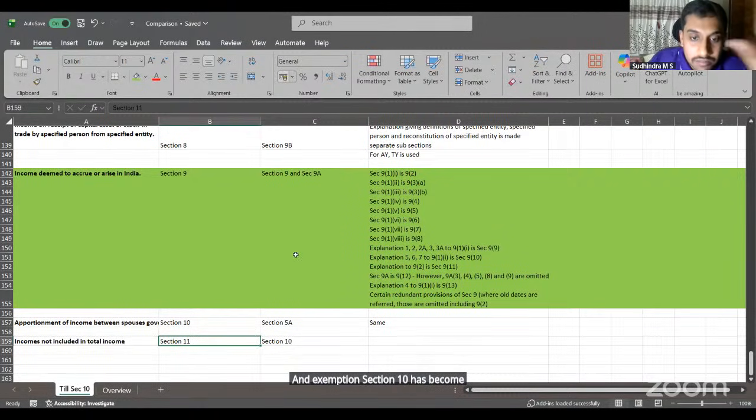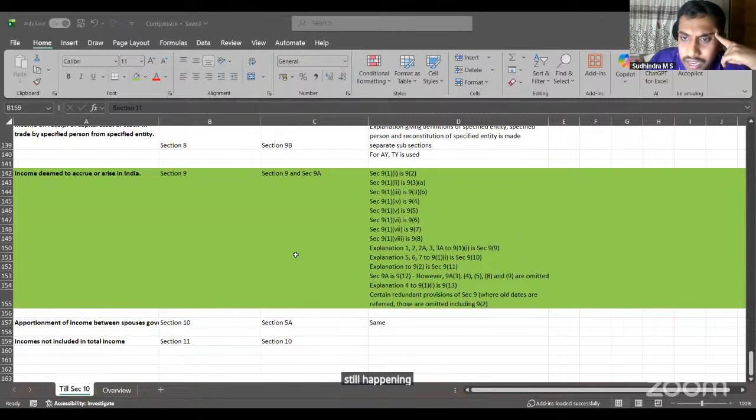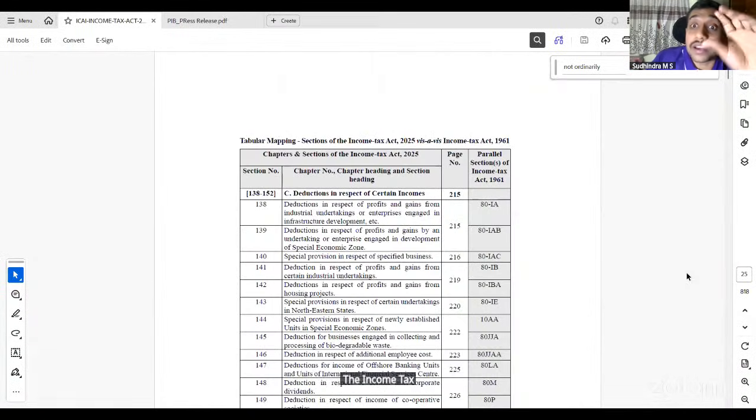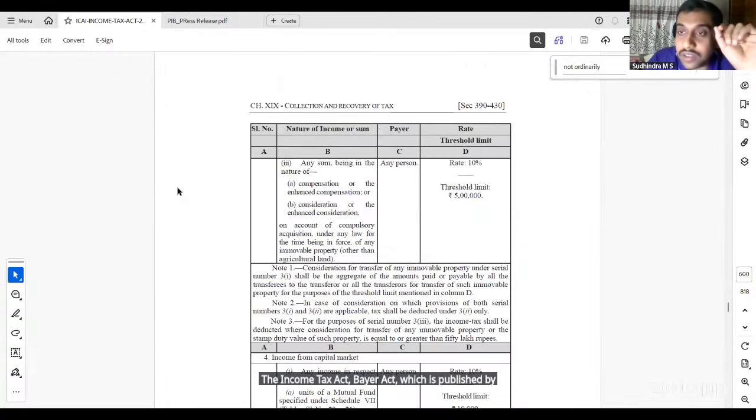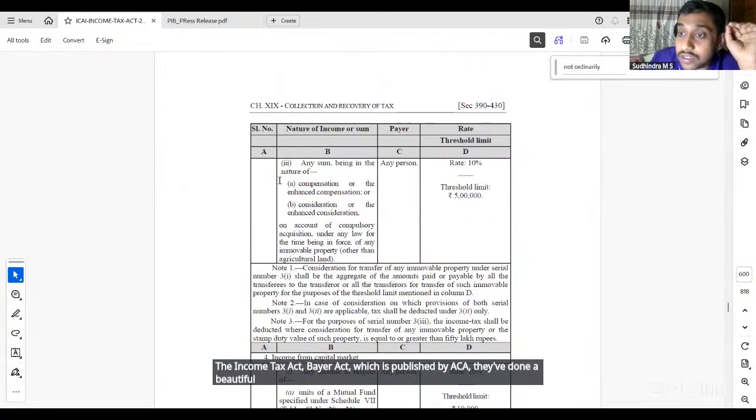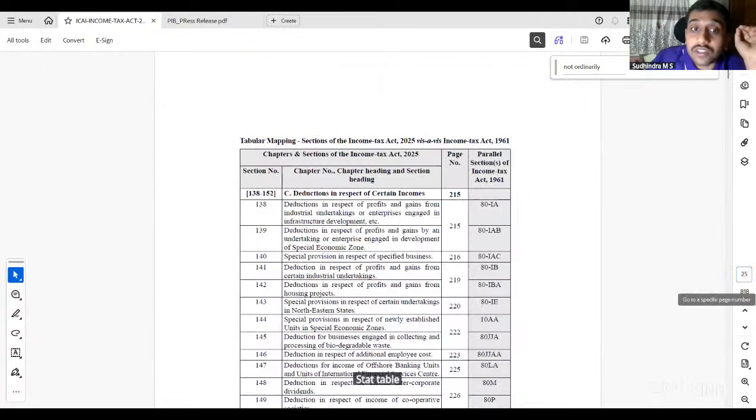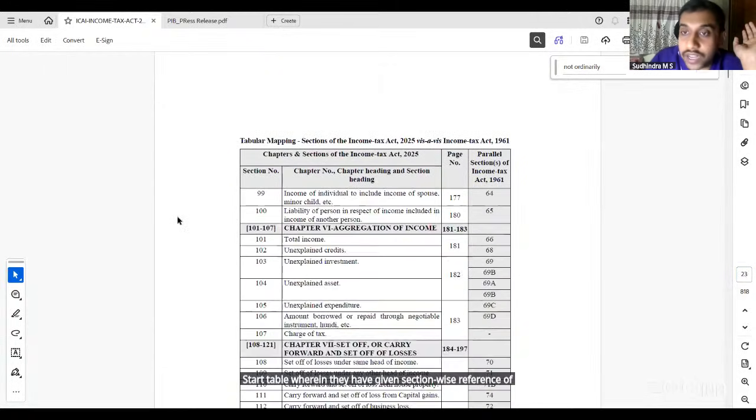section 11. Again, this is still work in progress. It's still happening. But still, if you can just go to the Income Tax Act, Bare Act, which is published by ICAI, they have done a beautiful table wherein they have given a section-wise reference of the new act as well as the old act.